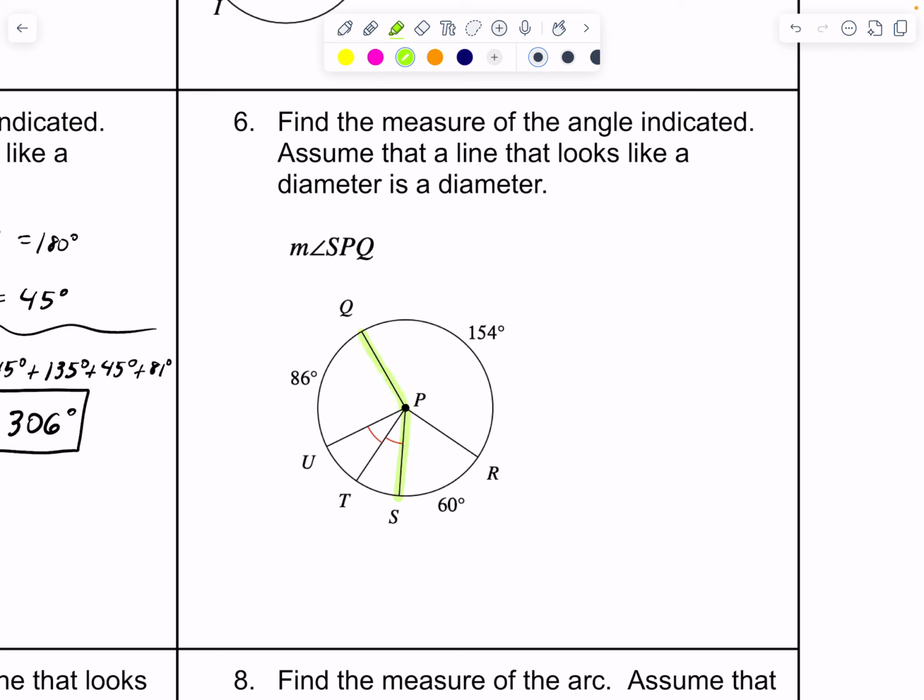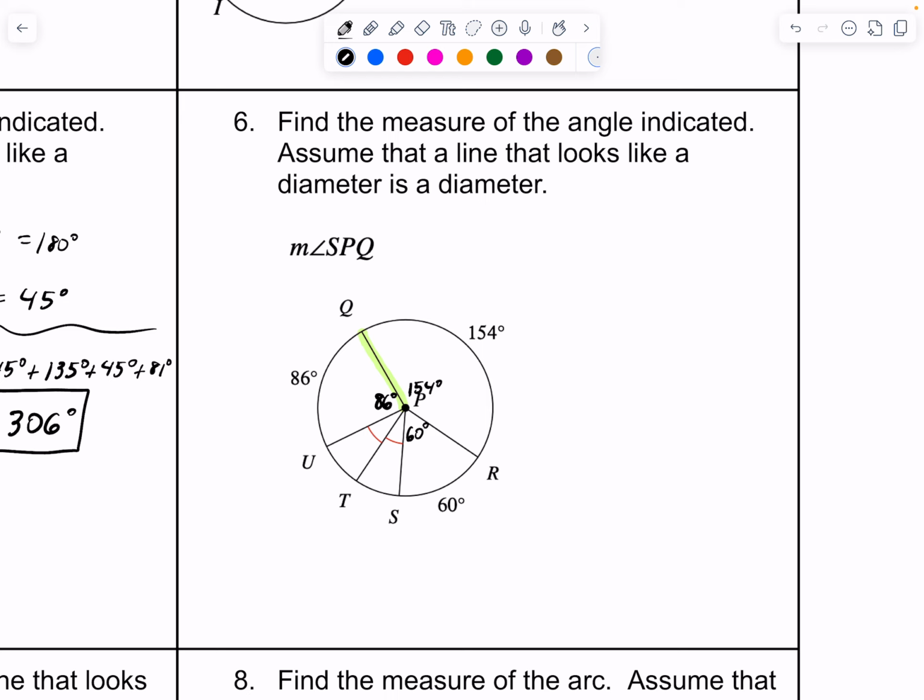SPQ. And we know, based on the notes earlier, that if the arc measure is given to you, that's the same as the central angle that's made by that arc. So this will be 86 degrees as well. If that arc for Q to R is 154, then this is also 154 degrees. All right, and then I need to figure out what these two values would be, and that would help me get my answer. This is 60 for arc SR, so I'll make that 60 as well.